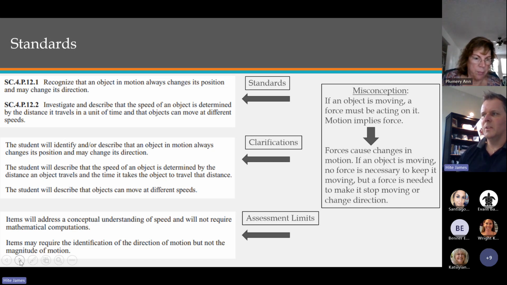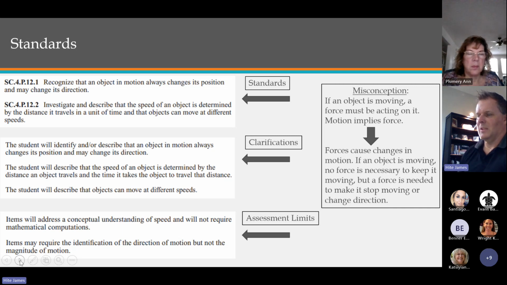So here's a couple of the clarifications. The student will identify that an object in motion always changes position and may change its direction. The student will describe that the speed of an object is determined by the distance an object travels and the time it takes the object to travel that distance. The student will describe that objects can move at different speeds. So that's what they need to know from those two standards.